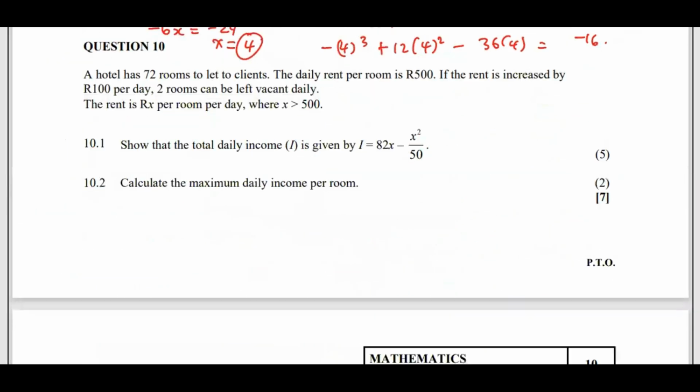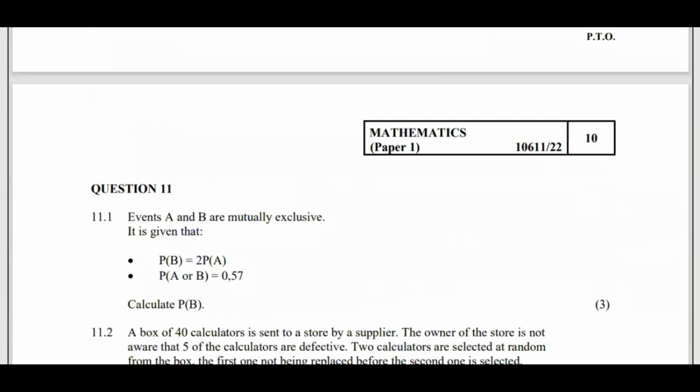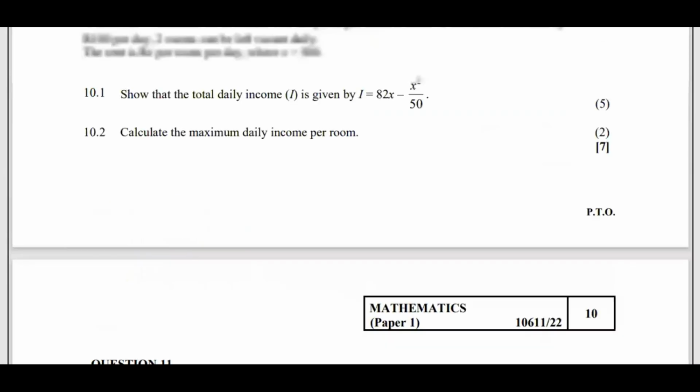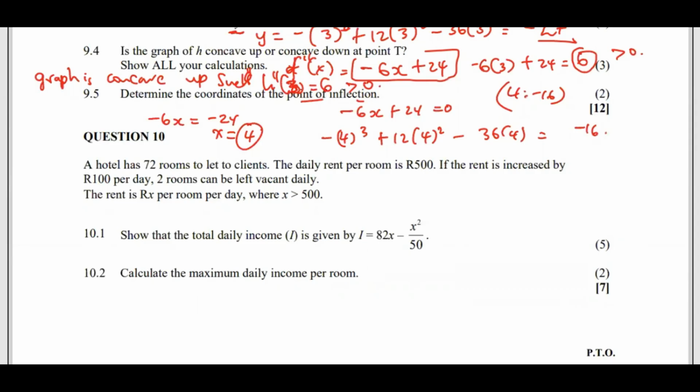Number 10, which is also calculus. They're telling us that a hotel has 72 rooms that it can let to clients. The daily rent per room is 500 rand. If the rent is increased by 100 rand per day, 2 rooms are going to be left vacant. The rent is X per room per day, and X must be greater than 500. Can we show that the total daily income is given by that?